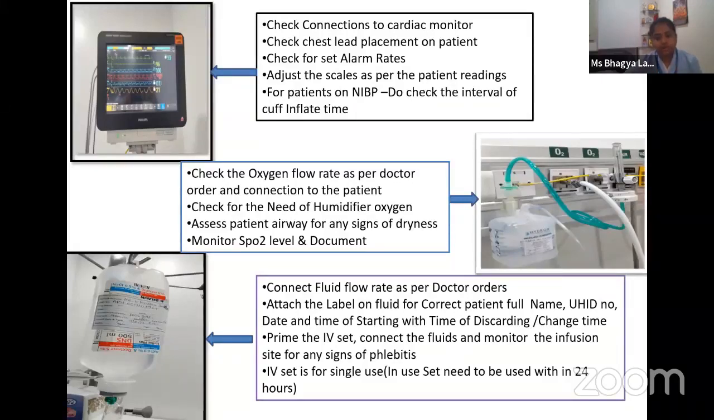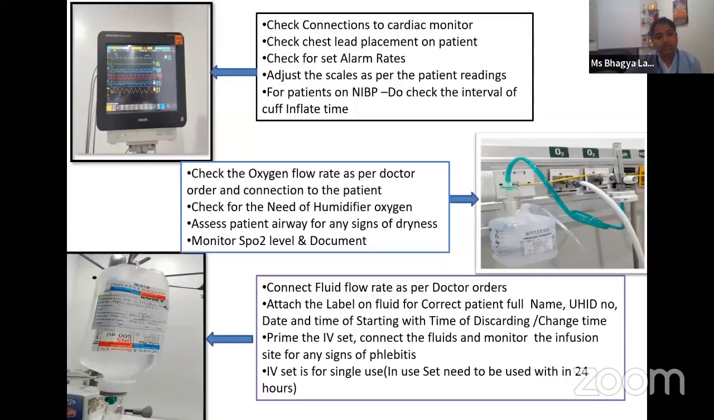Then when it comes to oxygen, check whether the patient is getting the correct amount of prescribed oxygen. It may be 2 liters or the prescribed flow. Check the flow meter, whether it is connected properly to the humidifier. Check the flow from the connector to the patient. Then check whether the patient requires humidified oxygen or not. Why do we have to give humidified oxygen? We all know that oxygen creates dryness, which in turn leads to bleeding. Then monitor the SpO2 level and document in the nurse's notes.